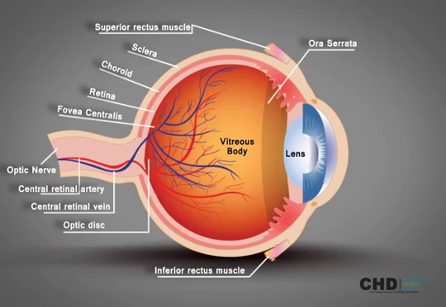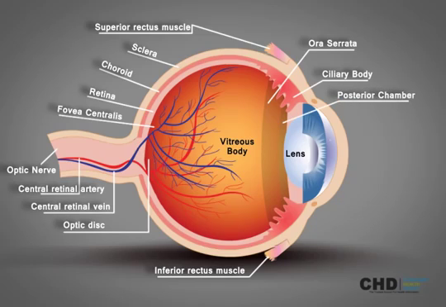The ora serrata is the junction between the retina as well as the ciliary body. It is the area where the retina transitions from a non-photosensitive area to a multi-layered photosensitive region. The ciliary body is the structure in the eye that produces a transparent liquid within the eye. The ciliary body is also made up of the ciliary muscle.